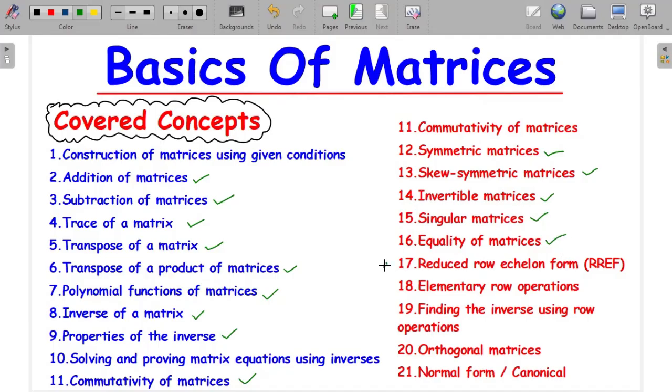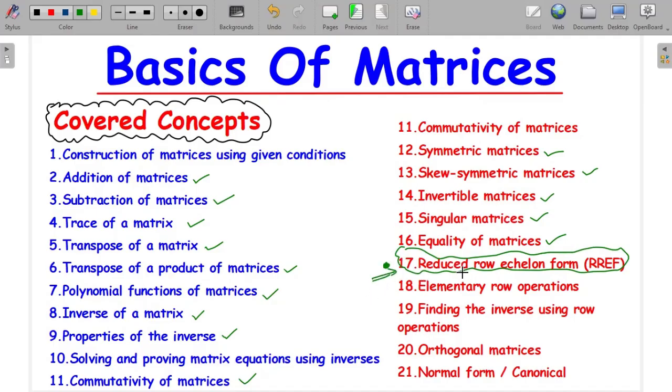another important thing, the reduced row echelon form for the matrices. This is very important because it's going to guide you throughout the course. If you don't know how to represent a matrix in reduced row echelon form, then you won't be able to do anything for the future topics that are coming. So this is very key here. You have to understand this concept.